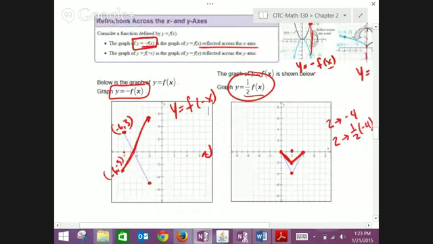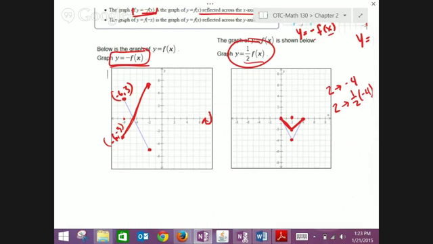It would have been reflected about the y-axis. So you have to be careful. What's it doing? Where's the minus at? Any questions?